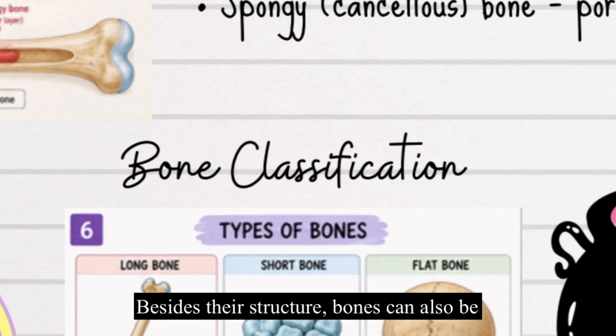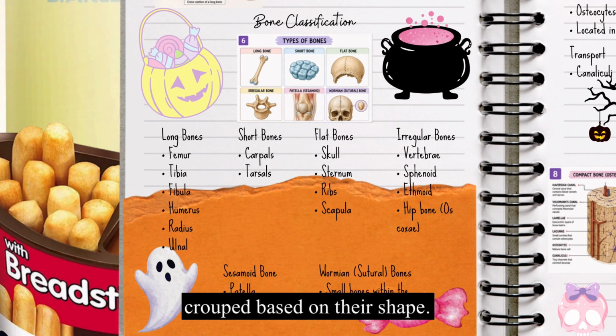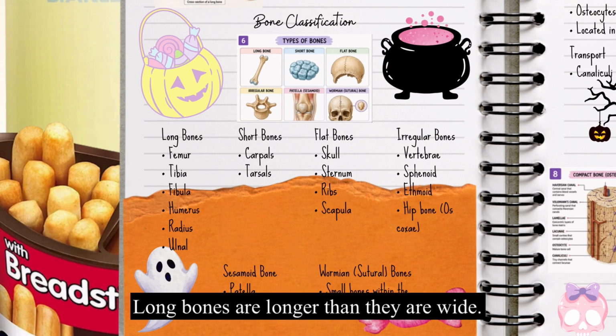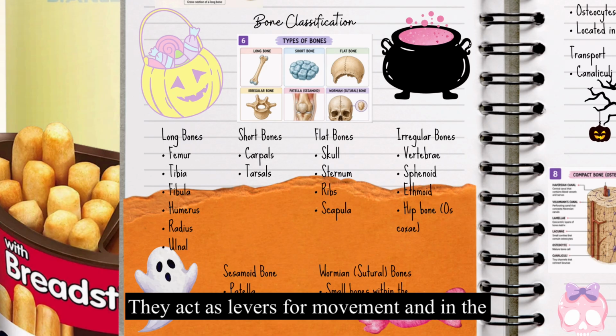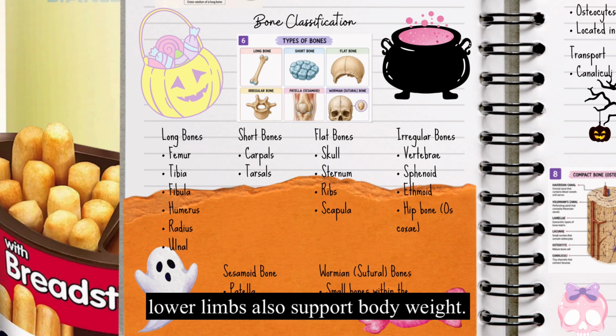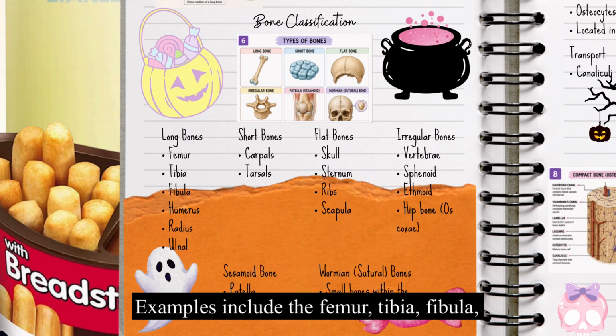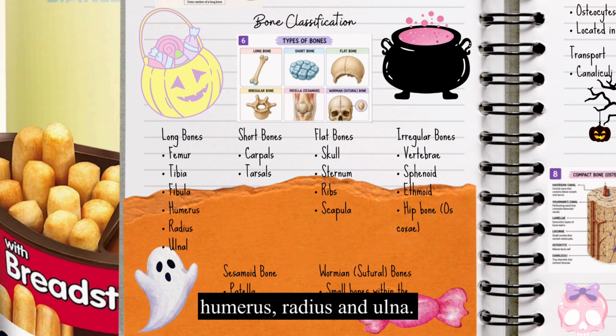Besides their structure, bones can also be grouped based on their shape. Long bones are longer than they are wide. They act as levers for movement and in the lower limbs also support body weight. Examples include the femur, tibia, fibula, humerus, radius, and ulna.